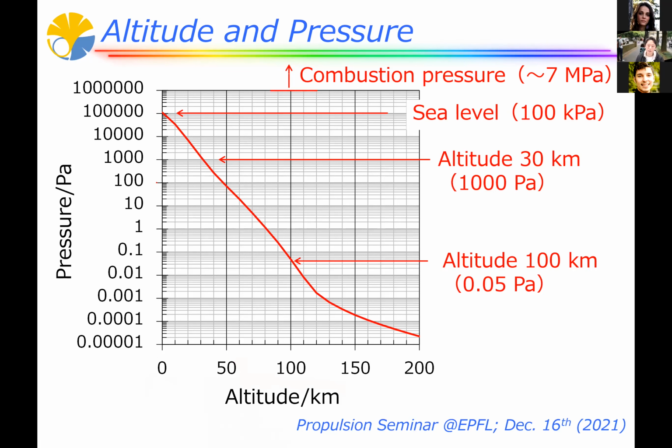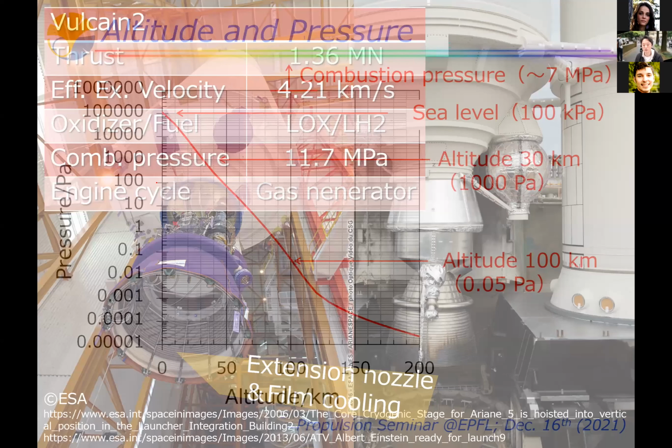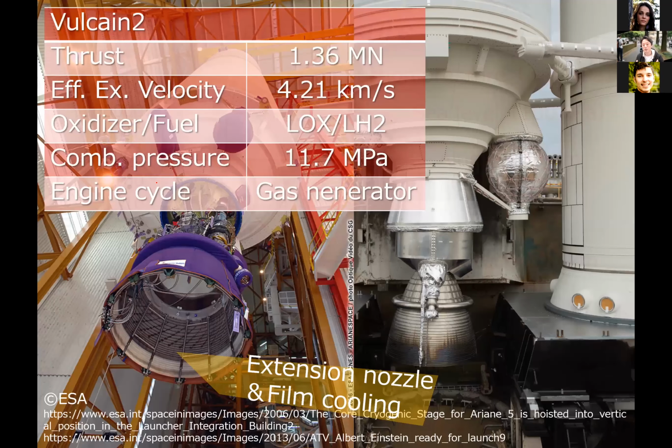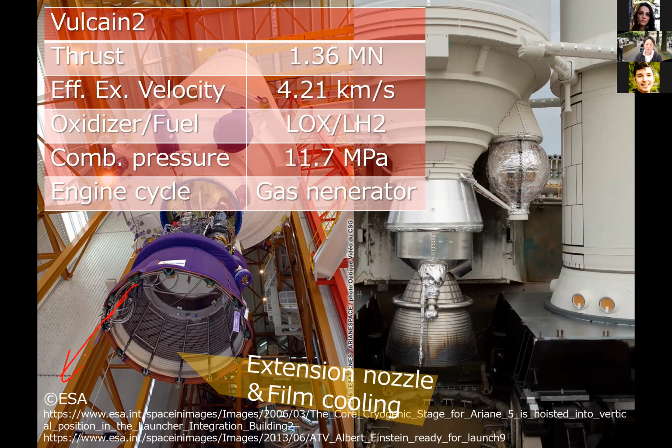And one idea to adapt to this kind of condition is changing the nozzle shape. Actually, some rockets utilize this idea. This is the Ariane 5 rocket engine, Vulcain 2, and it has an extension nozzle. So this part can be extended. When altitude becomes high, it can extend the nozzle skirt, and then it can increase the aperture ratio.